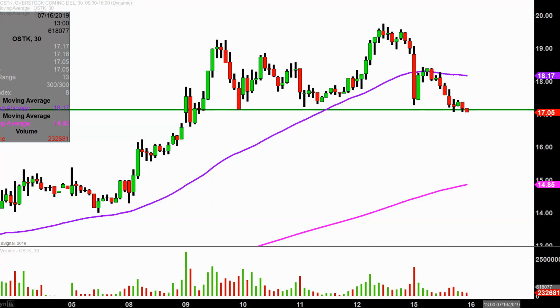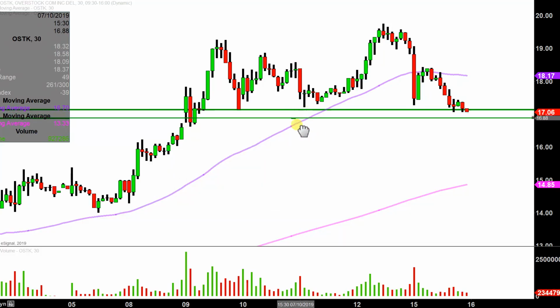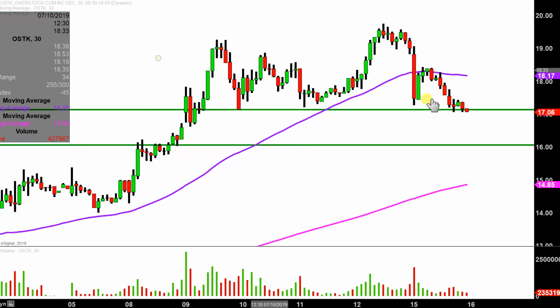So $17 is going to be that preferable area of support. Preferable meaning that if the price can stay above there, that's definitely going to be the best scenario for the overall chart. In the event $17 cannot quite hold up, the next key level of support to keep an eye on would be right around the $16 mark. So 17 and 16, two of the near-term levels.